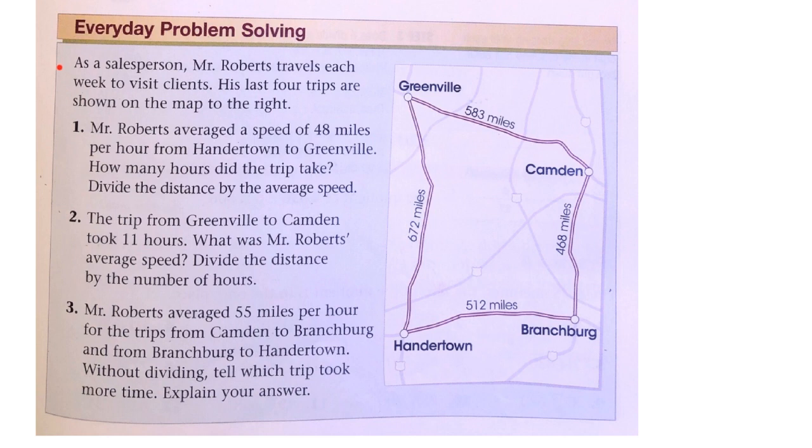A salesperson, Mr. Roberts, travels each week to visit clients. His last 4 trips are shown on the map to the right. Mr. Roberts averaged a speed of 48 miles per hour from Handertown to Greenville. How many hours did the trip take? Divide the distance by the average speed. The average speed is 48 miles per hour.